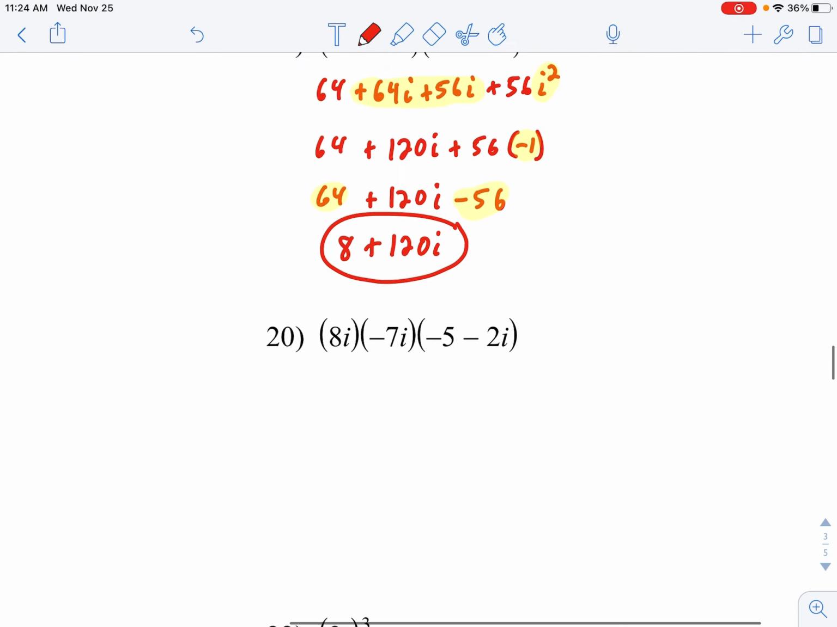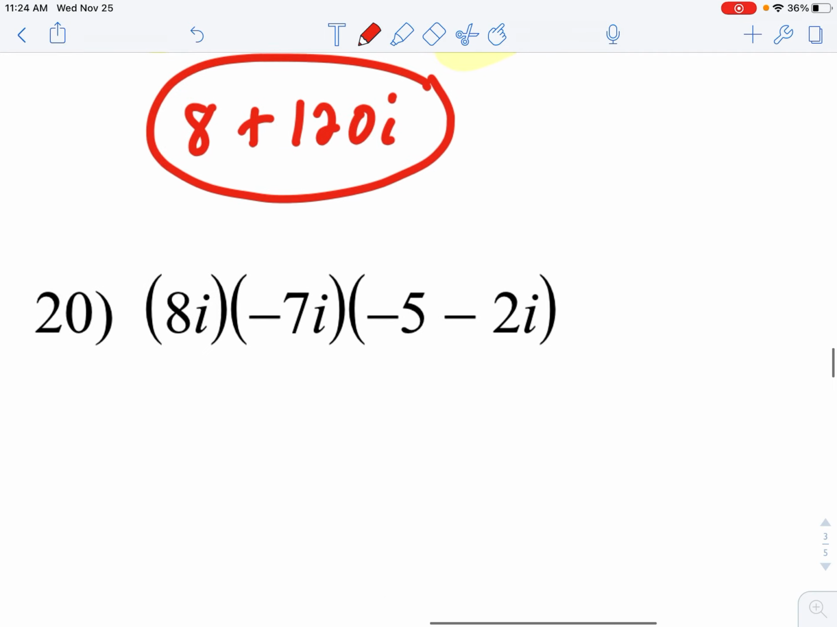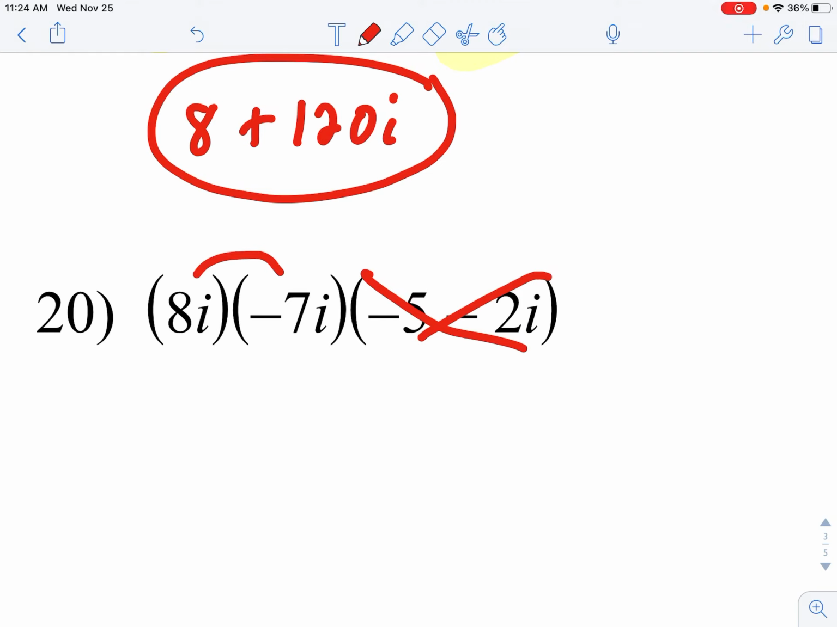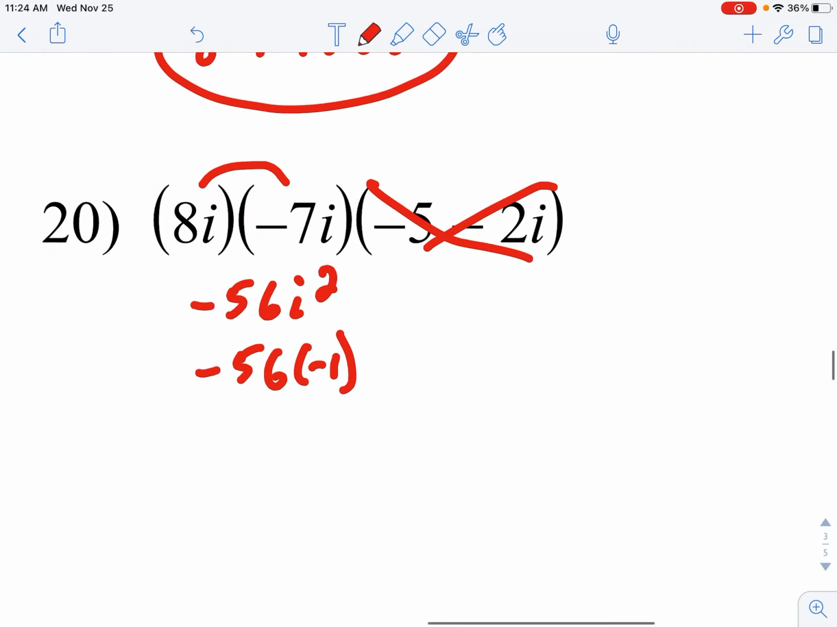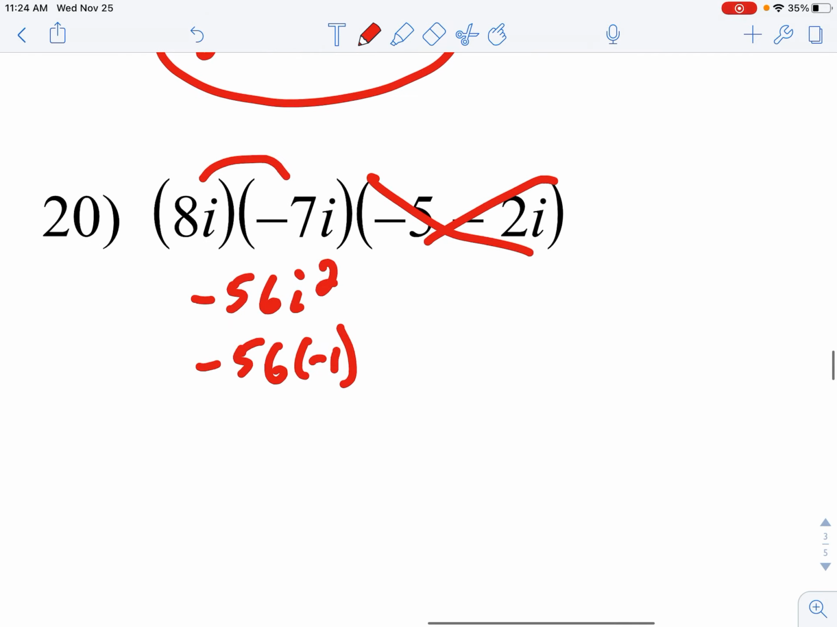Oh, only a couple more and we're done. Number 20. All right, this is multiplying. Tell you what, just ignore this and multiply these together. 8i times -7i is -56i squared, right? 8 times -7, -56. i times i is i squared. But i squared is -1. And -56 times -1 is positive 56.